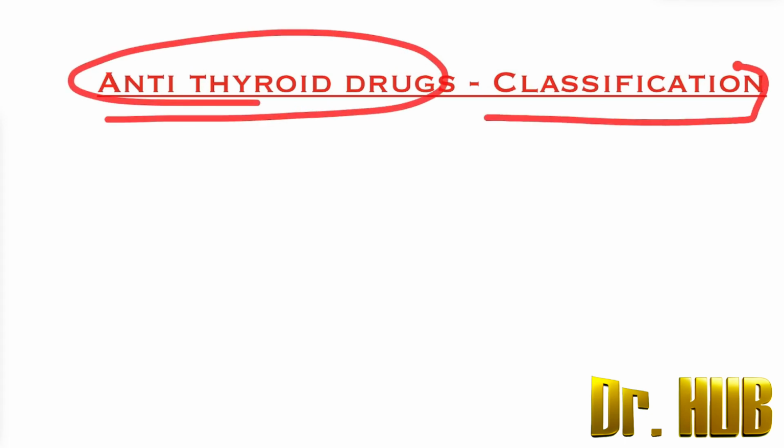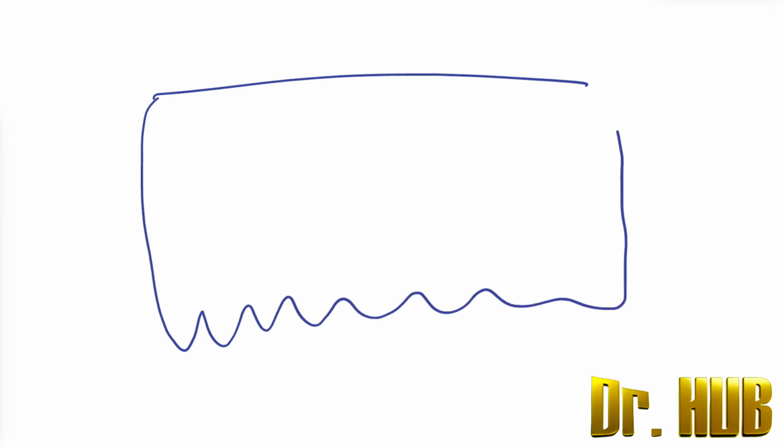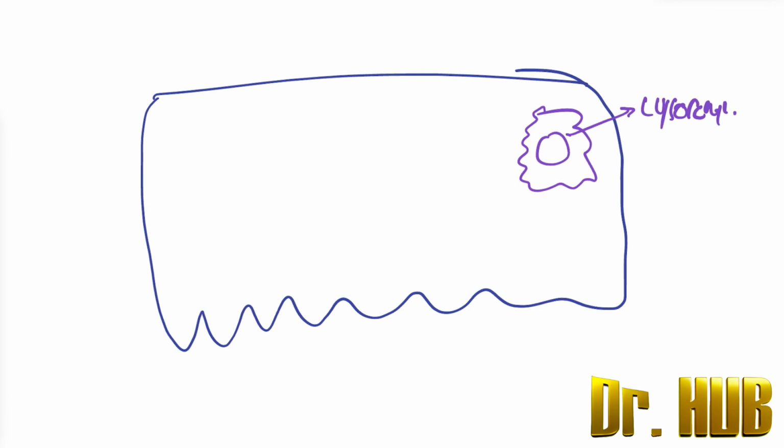Antithyroid drugs, and we're looking at its classification. First we'll start off with the diagram. Let's start from the lysosome. Assuming this is the lysosome, this gives rise to Tg, that's the thyroglobulin.